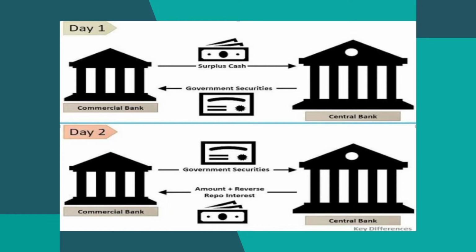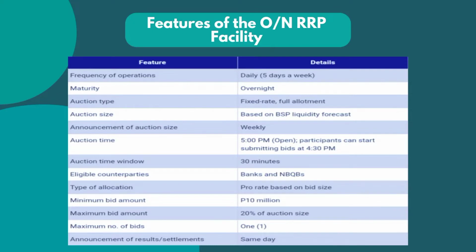And dito naman sa next slide ay in-include ko yung table ng features of the Overnight Reverse Repurchase Facility. So, para sa frequency of operations, daily or 5 days a week, and yung maturity, tulad nga na sabi ko kanina, ay overnight lang. Yung auction type is fixed rate and full allotment, and yung auction size ay based or depende sa BSP liquidity forecast. And yung announcement ng auction size is weekly. The auction time is 5 p.m. open. So the participants can start submitting bids at 4:30 p.m.